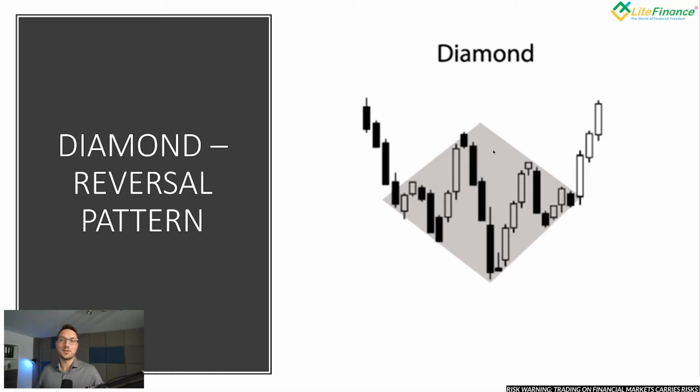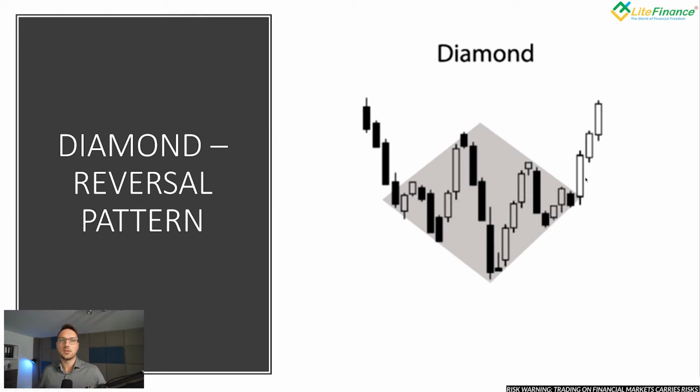And we have the reversal pattern, which is a diamond pattern. And diamond basically is two symmetrical triangles attached to each other. So this is some kind of a square form. We can see that the price starts ranging in a bigger range, and after reaching the highest range, it starts narrowing again.